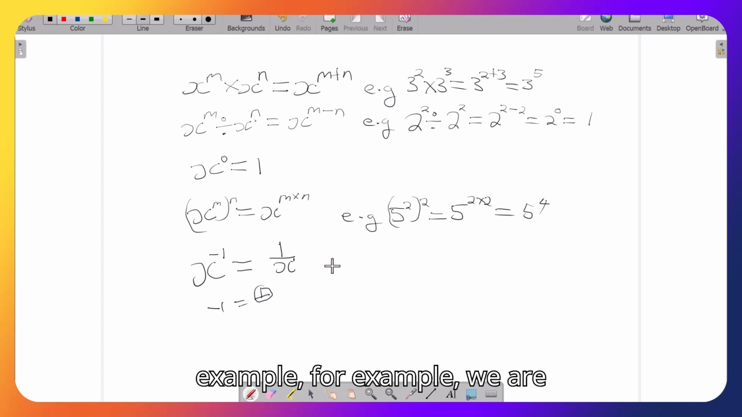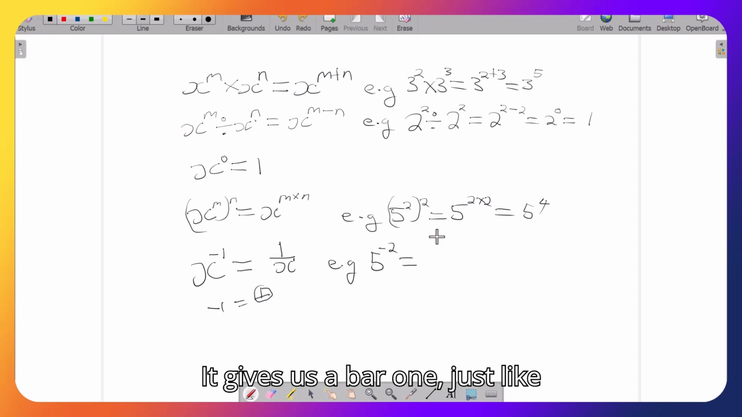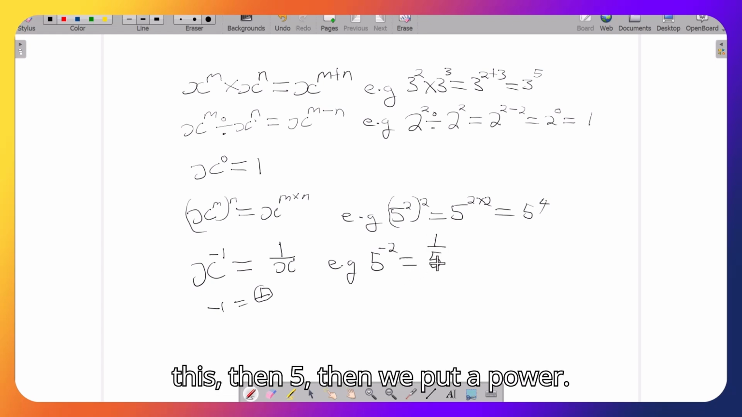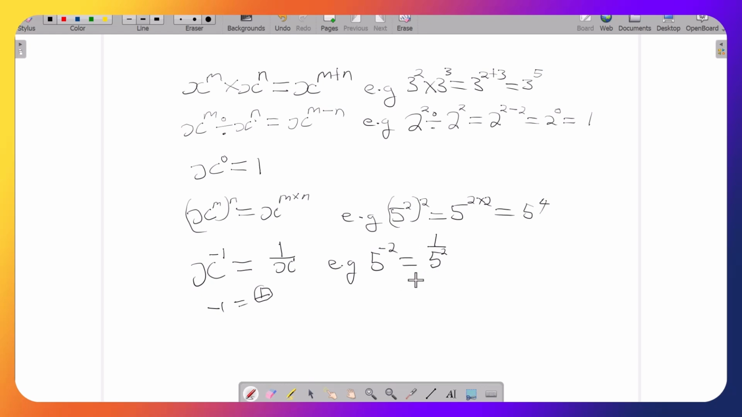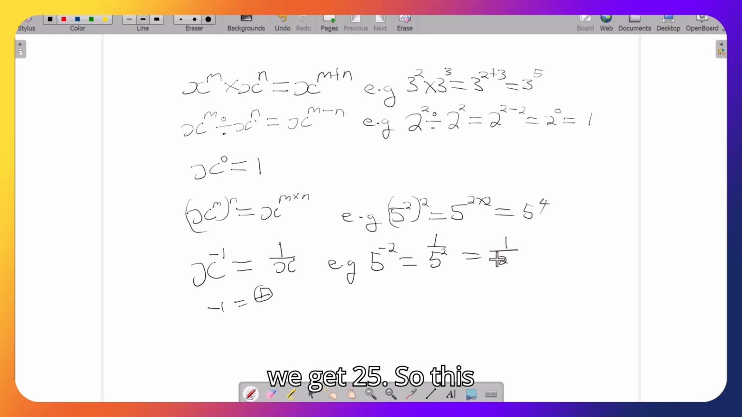For example, we are saying 5 power minus 2. It gives us a bar, 1, just like this, then 5, then we put a power 2 right here. And when we simplify, we get 1 over 25. So this is how we use negative exponent.